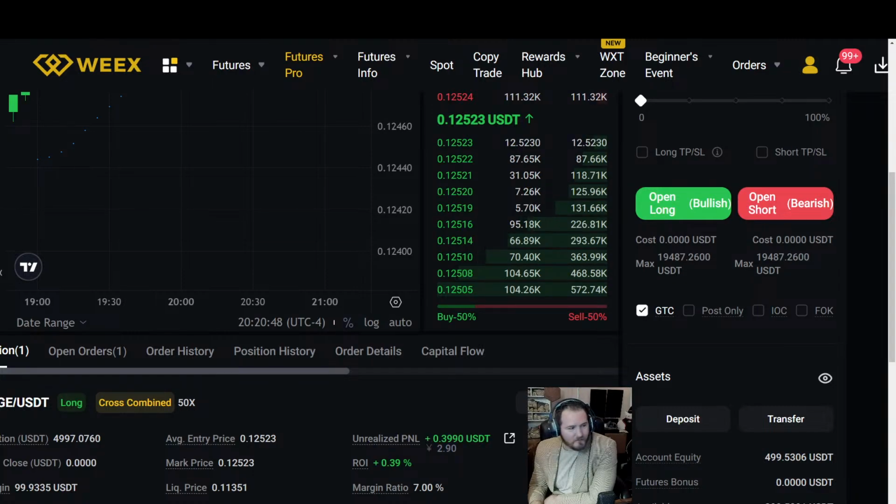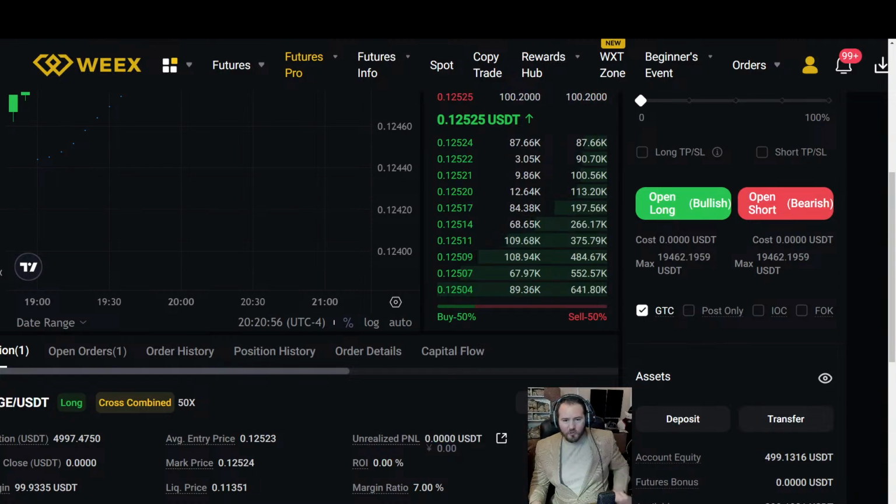What platform is that? This is the WEEX platform. Oh, okay. This is futures. Yeah, I showed earlier how to do a trade on spot as well.